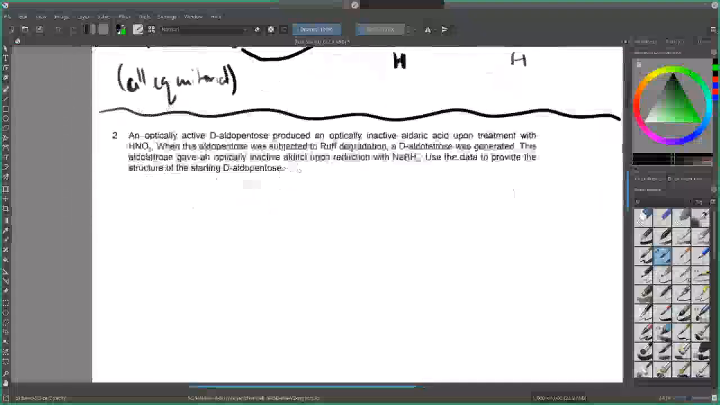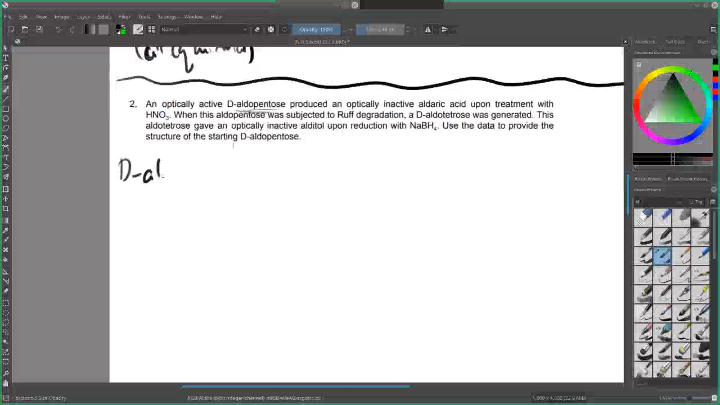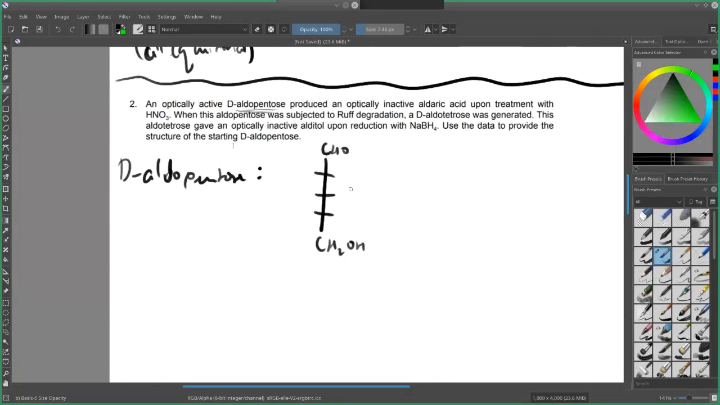Yeah. So let's see. Optically active D-aldopentose. Right, this is the important part. So aldopentose. That means it's 5 carbons and it's an aldose. So up at the top it's a CHO and down here we have a CH2OH. Regardless of what we had, it would have been a CH2OH down here, and up here it's an aldehyde.